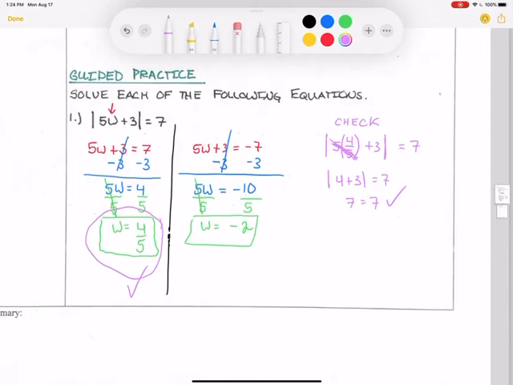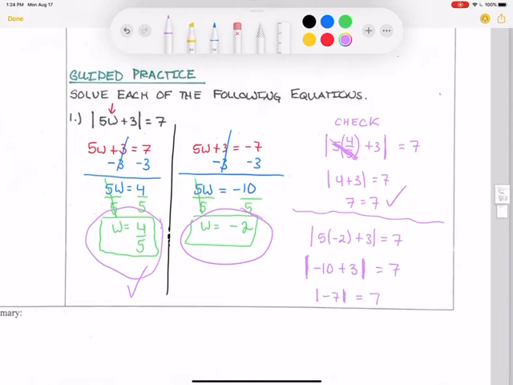Then I'm going to check my second answer, which is negative 2. I have the absolute value of 5 times negative 2 plus 3 equals 7. Well, 5 times negative 2 is negative 10, so I have negative 10 plus 3. Negative 10 plus 3 is negative 7, and the absolute value of negative 7 is 7. So this works out as well. So these are both correct answers. You always want to make sure that you check your answers every single time.